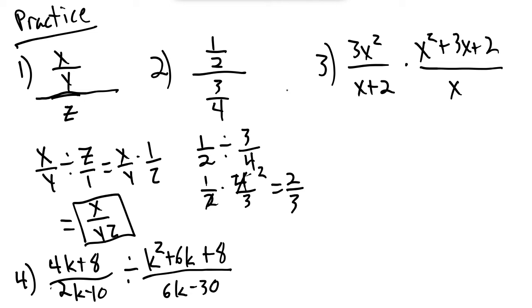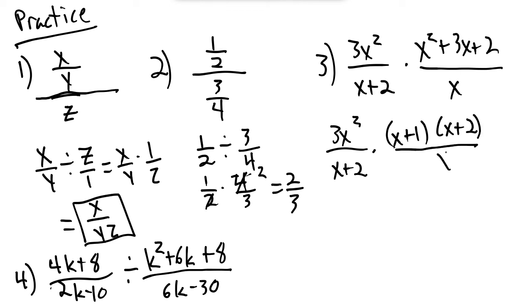All right, for problem 3, we're multiplying, meaning we just multiply the tops and multiply the bottoms. But let's factor first. 3x squared, not much we can do there, but we have x plus 2, not much we can do there. Right, x squared plus 3x plus 2. That we can factor into x plus 1 times x plus 2 divided by x.